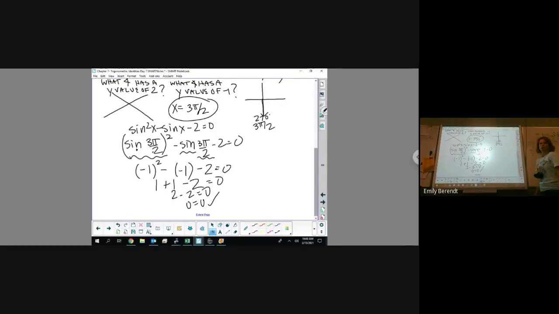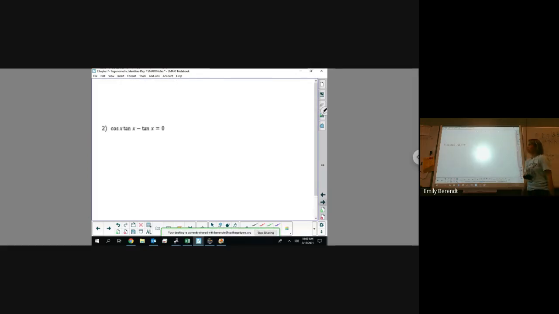Okay? All right, number 2. Cosine of x times the tangent of x minus the tangent of x equals 0. All right, what do you notice about this? The last one had a square, right? So that was considered a quadratic. Do you have a square on this one? No. But how many terms is there? There's 2 terms, so it's a binomial. It has a tangent in both.